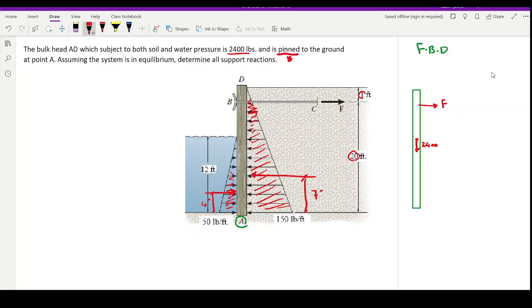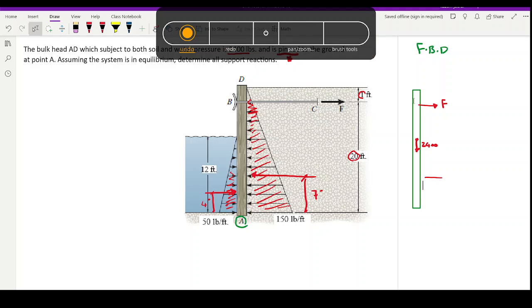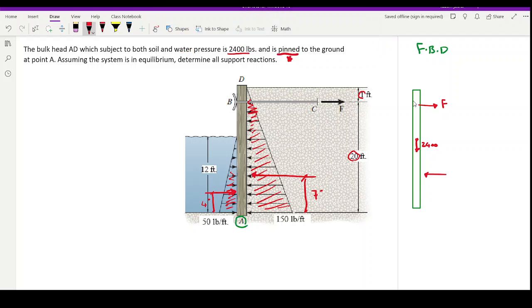And their magnitude, as I mentioned, is equal to the area underneath this triangle. So it's going to be 150 times the area. The height is 21 divided by 2, and it's equal to 1575 pounds. And the second force from water is equal to 50 times the height, which is 12, divided by 2, and it's equal to 300 pounds.